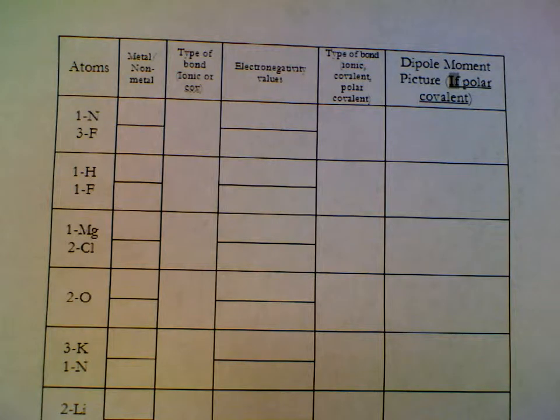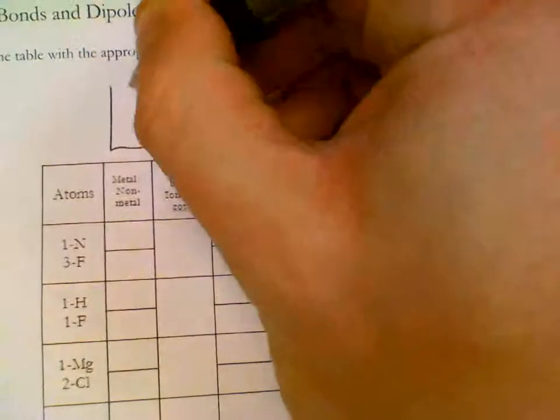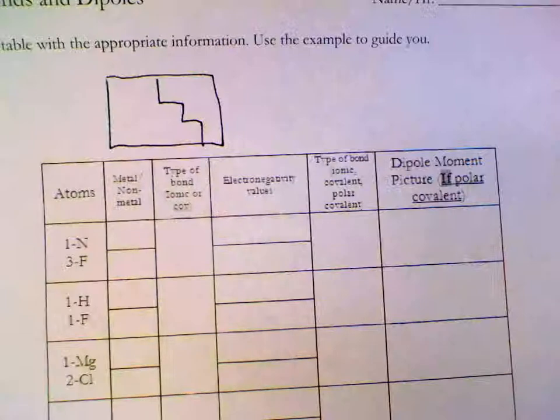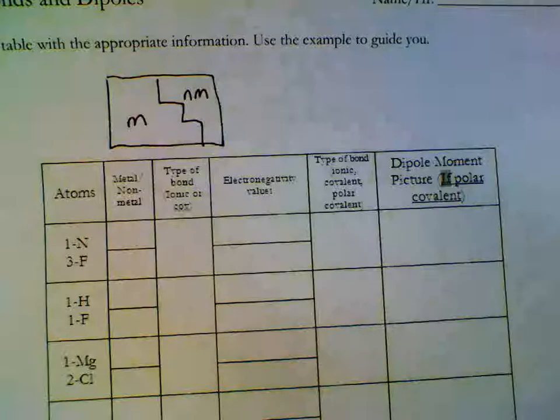This is the answer key for bonds and dipoles. When we're doing bonds and dipoles, we need to come up with two different definitions of bond type. We have both the atom type definition and the electronegativity definition. Please recall, on the atom type definition, on the periodic table, you can basically split it into metals and non-metals. So you'll need a periodic table to complete this worksheet.